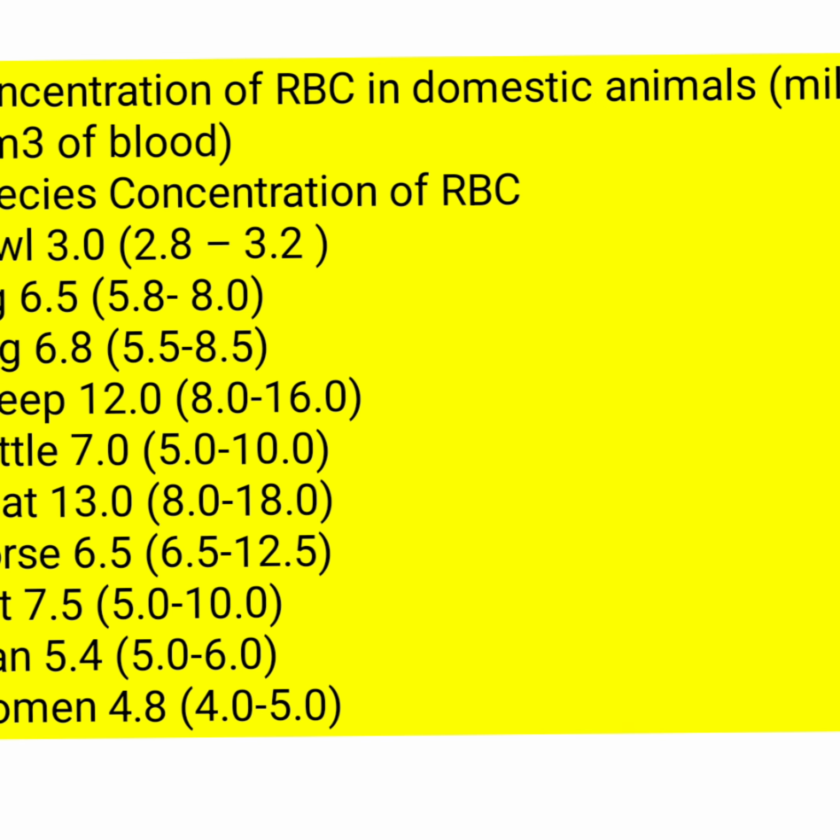Now let's see the concentration of RBC in domestic animals. It is in millions per cubic millimeter of blood. Species wise, in fowl it is 3.0, pig 6.5, dog 6.8, sheep 12.0, cattle 7.5, goat 13.0, horse 6.5, cat 7.5, man 5.4, woman 4.8.